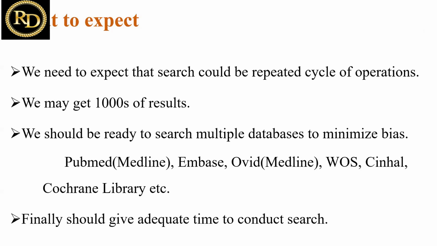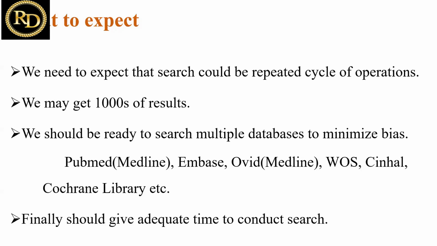It means that once you do the search first, then you check whether you are getting enough key studies on your topic or not. Then you have to rethink your search strategy, whether we have to remove some key terms or add some key terms in our search so that we can get all the relevant studies on our topic. So it should be a repeated cycle of operation. In advanced search, we may get thousands of results, or sometimes we get zero results. That depends on your topic.